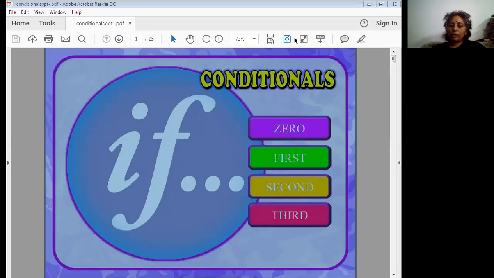Now we are going to see the conditionals, and how these conditions are helpful to us in written and spoken form. We have four types of conditional sentences: the zero conditional, first conditional, second conditional, and third conditional. One by one, we are going to learn and practice now.